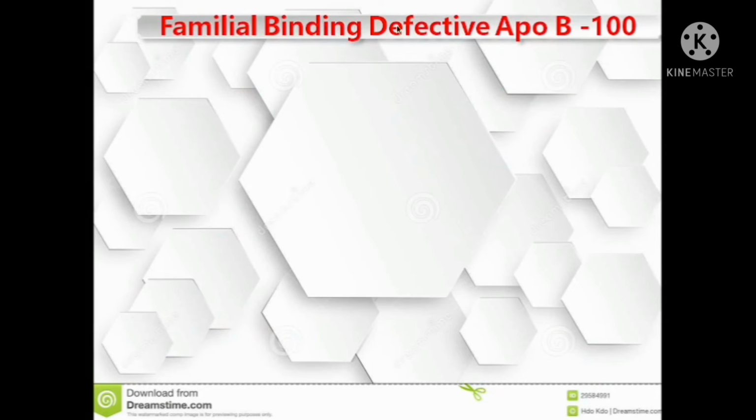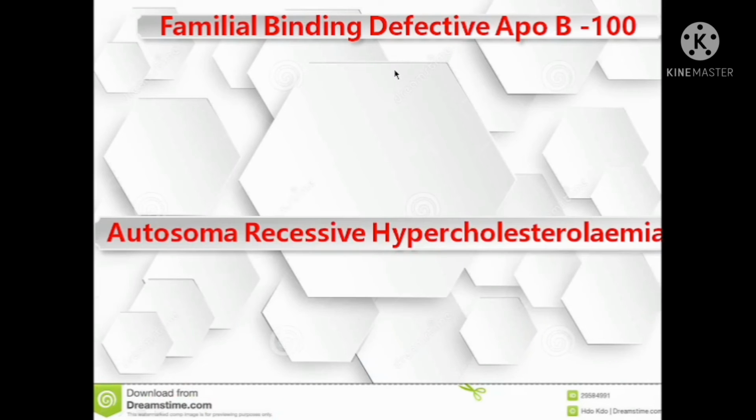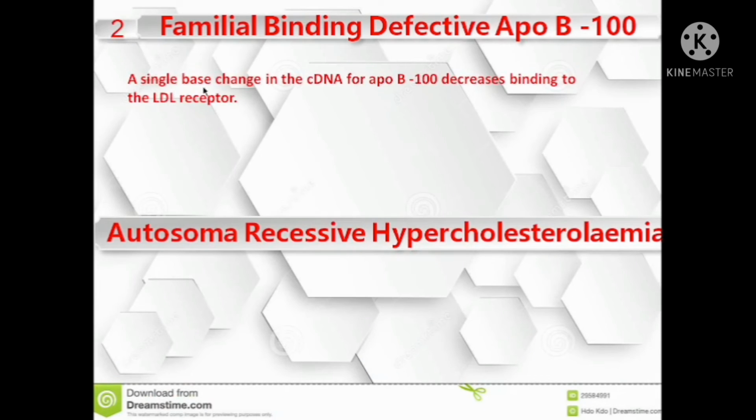Okay, so another one is familial defective ApoB100. In this case, it's a single base change in the cDNA for ApoB100, which decreases binding to the LDL receptor. The ApoB is found on the LDL, right? So the LDL receptor recognizes ApoB, so you understand that.